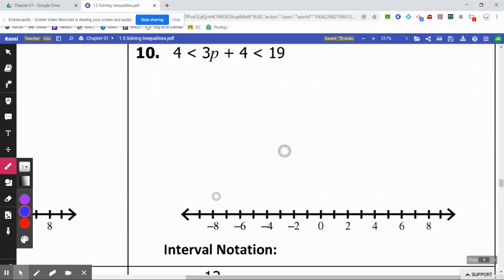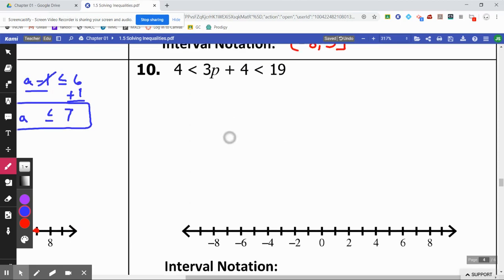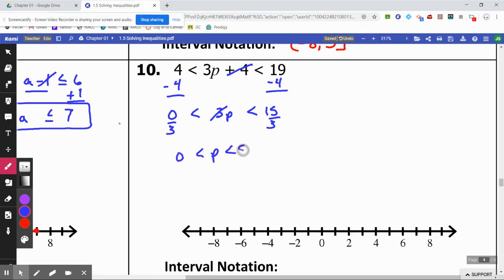Now on this one, we're just going to use the shortcut. To get p by itself in the middle, we've got to get rid of +4, so we're going to do so by subtracting 4. Make sure you do it to both outsides. 0 is less than 3p is less than 15. Now, if you multiply or divide by a negative to move something, you do have to flip symbols. To get rid of 3, we're going to divide by 3. And that gives you 0 is less than p is less than 5.